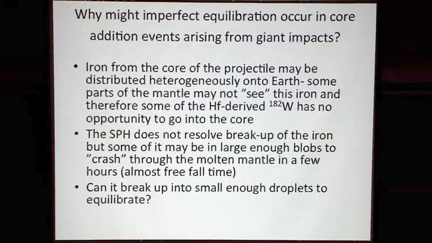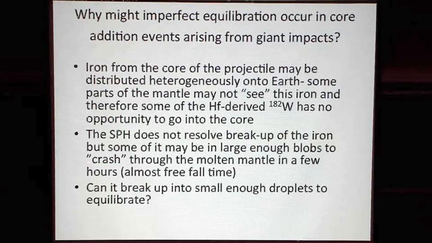So there's a kind of disequilibrium that comes about just from the geometry, independent of the details of whether the iron fragments into small particles. It's just a question of whether that material can see the iron as the iron goes to the core. It is, of course, true that the SPH does not resolve the breakup of the iron. Some of it may be in large enough blobs to crash through the molten mantle in a few hours, almost a free fall time. And so the issue here is whether it breaks up into small enough droplets.